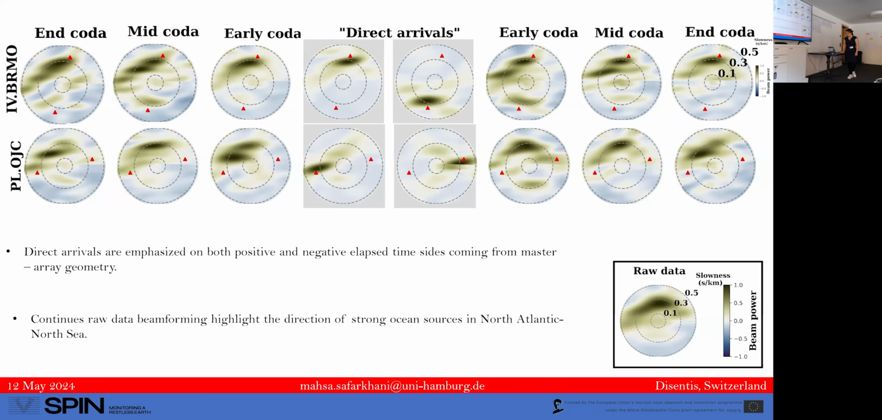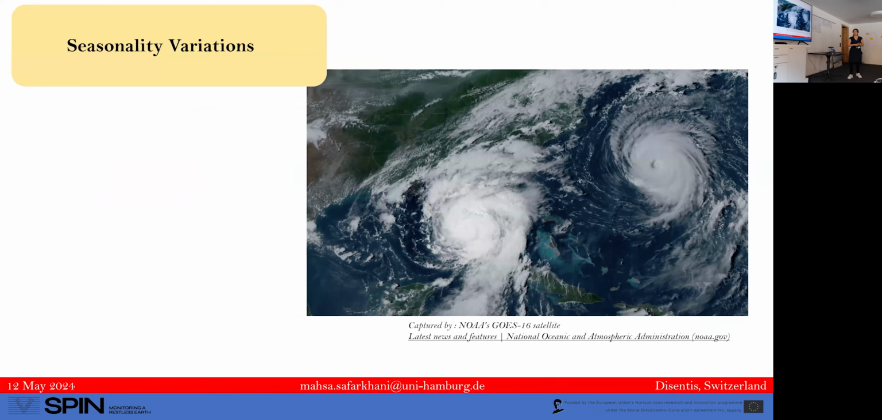So in the next steps, we want to see whether, if we assume the oceanic noise sources impact the coda of the correlation wave fields, we must see a pattern of seasonal variation in the coda, because we know that the oceanic waves are highly seasonal. So in this part, we want to answer or check this question.